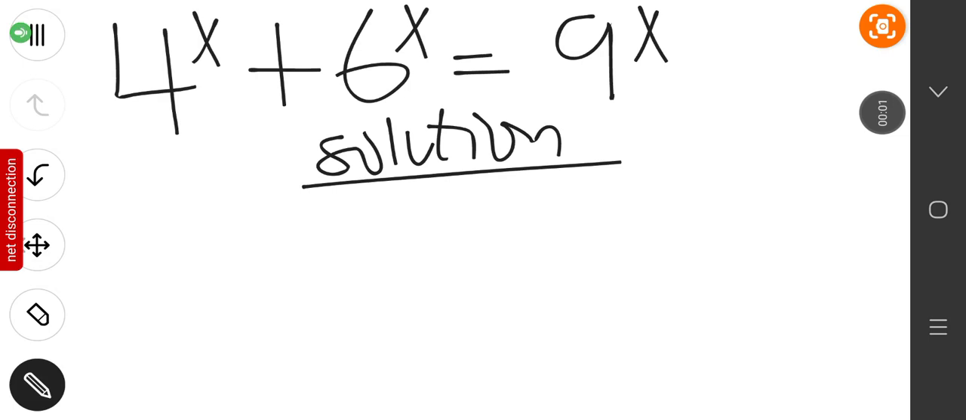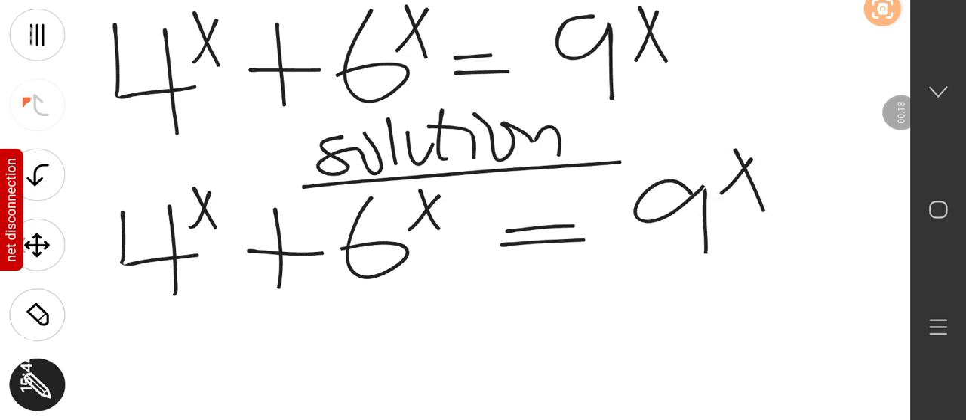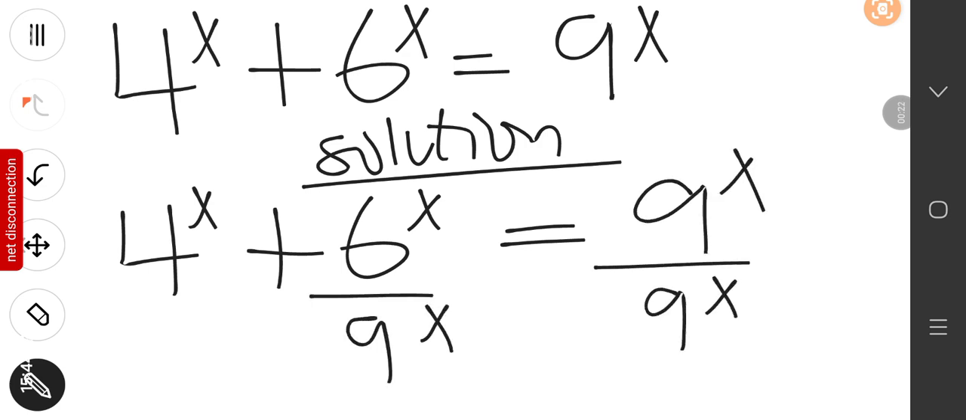Come back to the class. So we have 4 exponent x plus 6 exponent x equals 9 exponent x, okay? Now let's divide each term by 9 exponent x. So you're going to have 4 exponent x plus 6 exponent x equals 9 exponent x. So here by 9 exponent x, here by 9 exponent x, here by 9 exponent x.